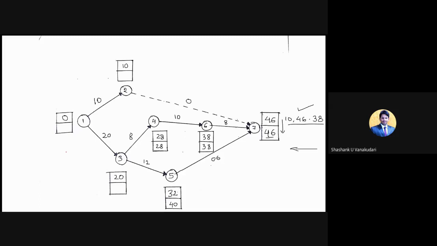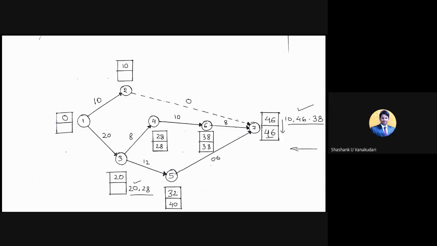And here 28 minus 8. You should consider this path, not this 12. For 4 to 3, now we are coming in reverse mode. So for this 4 to 3, take 28 minus 8, it becomes 20. I am writing 20 separately, and similarly 40 minus 12 is 28.